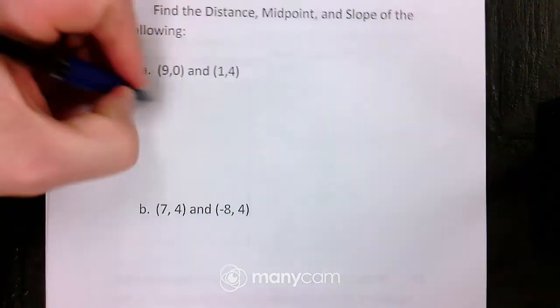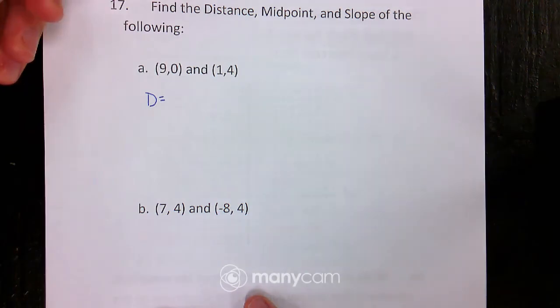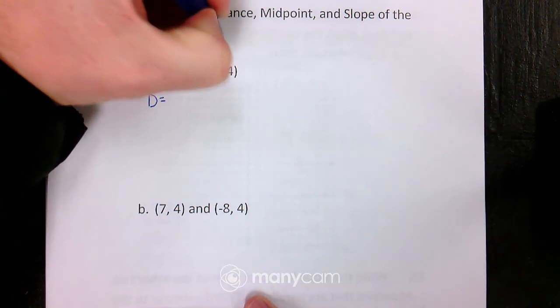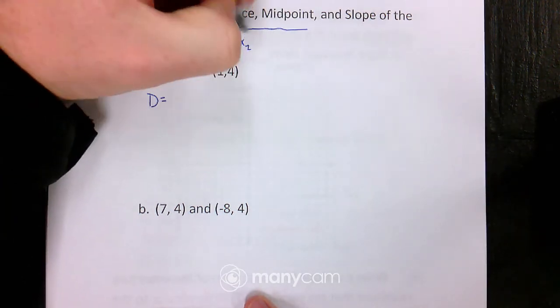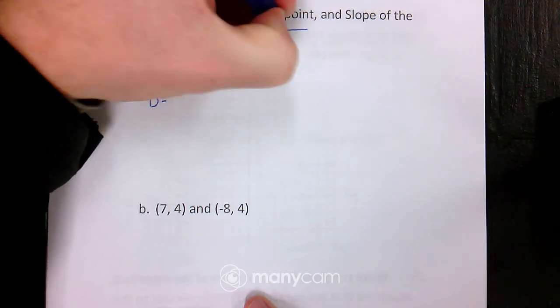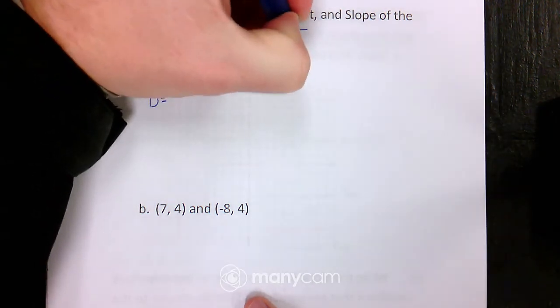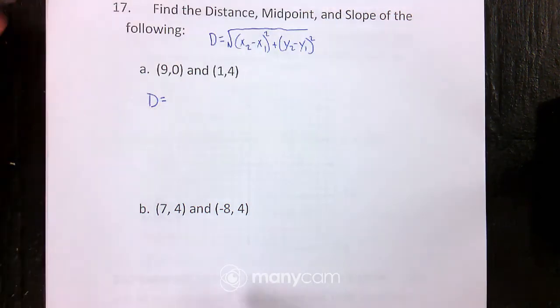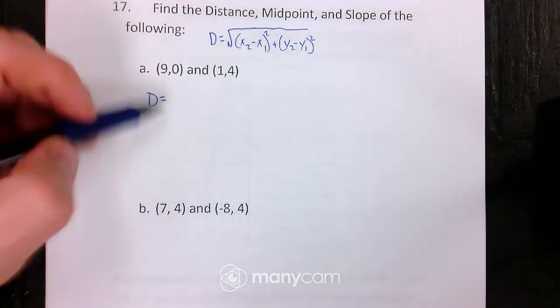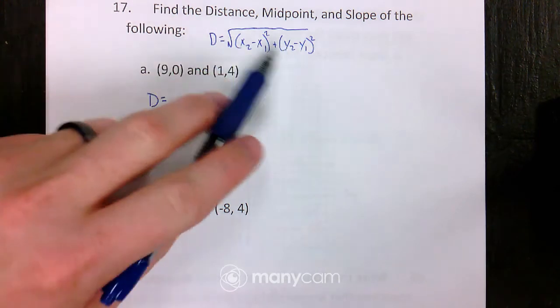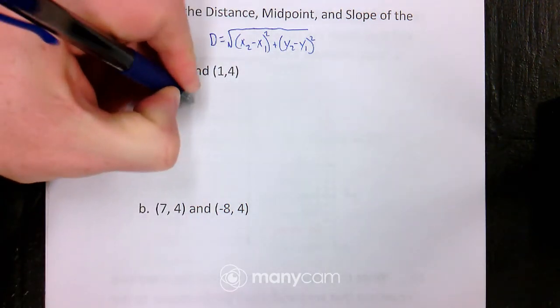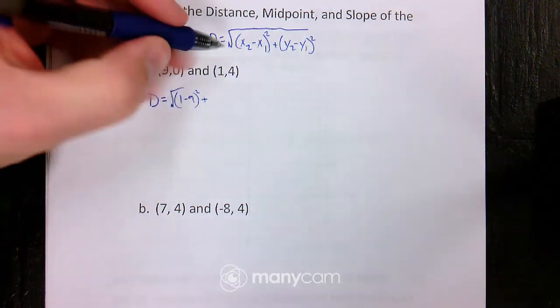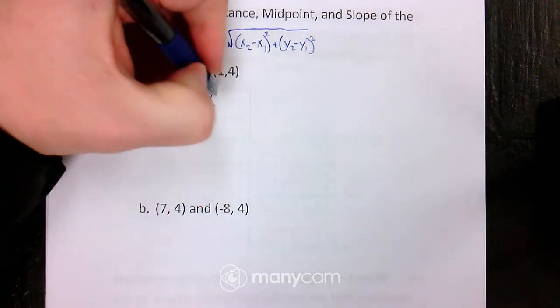Alright, let's do our distance first. What is our distance formula? You gotta know it. D equals the square root of (x2 minus x1) squared plus (y2 minus y1) squared. So we're going to plug points in for that. I got my x2 and x1, so 1 minus 9, plus 4 minus 0.